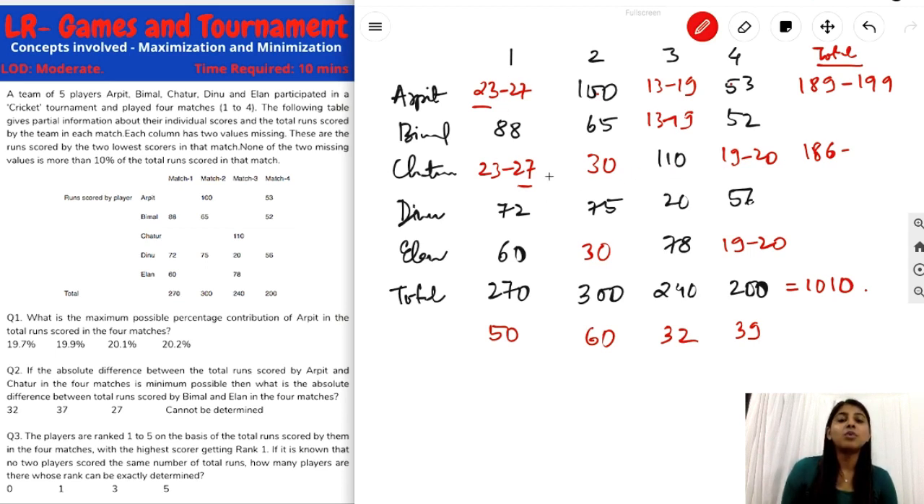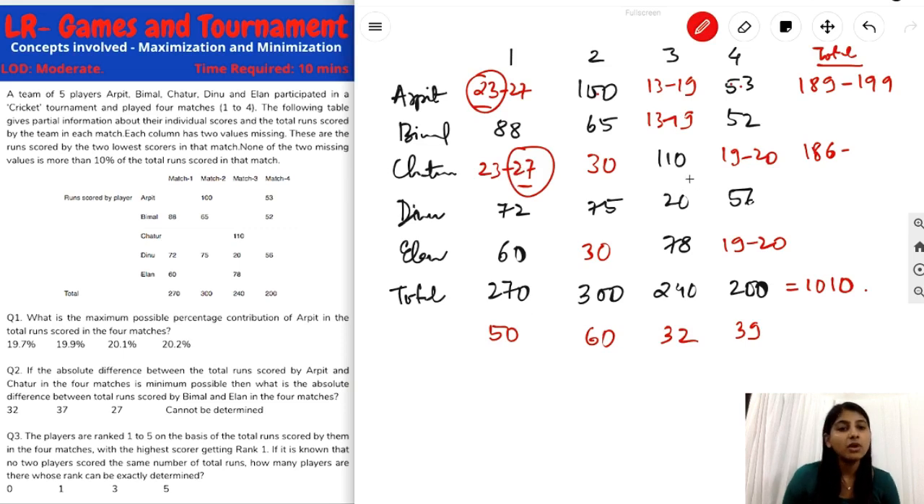So to get the minimum difference between these two, of course, one of these has to be 23 and 27. We'll keep this as 27 and this as 23. Why? Because this is already having a higher value when we compare to this. The total right now is 140 and here the total is already 153. So to reduce the total of Arpit, to bring it closer to Chatur, we will take 23 in this case and 27 in this case.